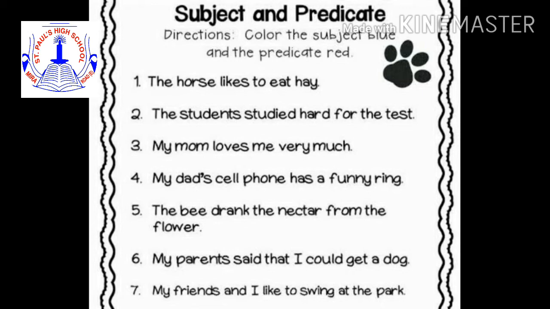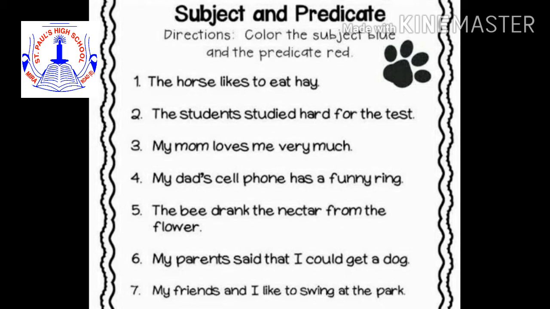Now, let us move on to the first sentence. The horse likes to eat hay. So students, in the first sentence, I am talking about one animal. Yes students, here I am talking about the horse. So the horse is the main subject. And what does the horse like? He likes to eat hay. So "likes to eat hay" is the predicate.